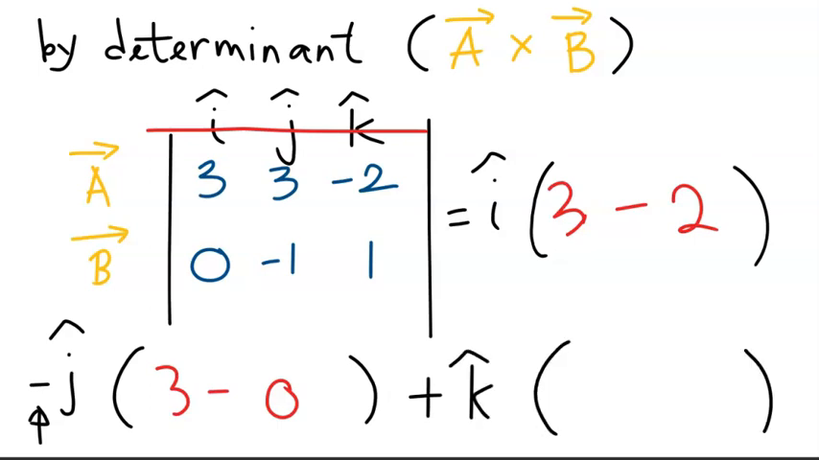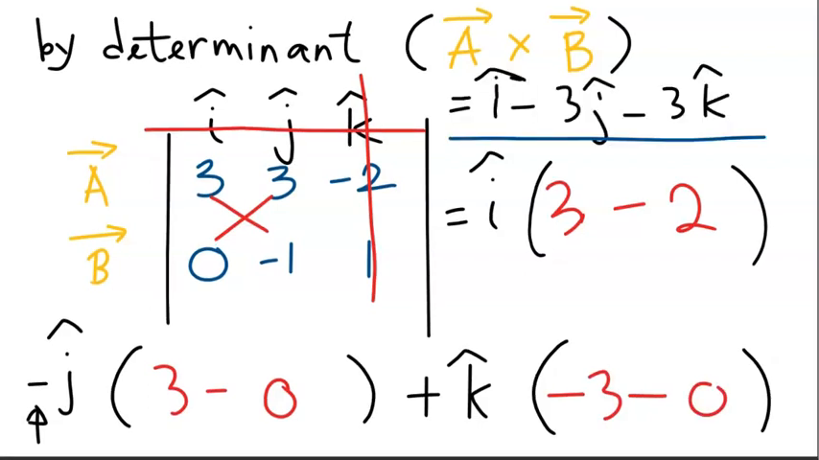So let's look at the k hat. You cross the k hat out in two mutually perpendicular directions, and then you take the 2 by 2 determinant out of 3, 3, 0, minus 1. So 3 times minus 1 minus 0 times 3. So that's going to be minus 3 minus 0. The final answer is i hat minus 3j hat minus 3k hat, as what we have obtained before.